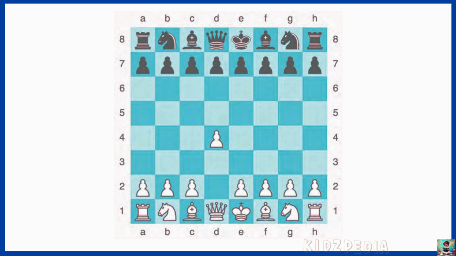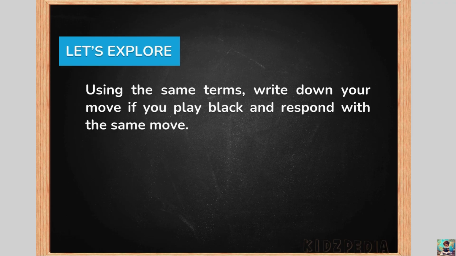Queen's pawn refers to the pawn that stands in front of the queen. Pawn is the smallest piece but it goes first in the battle. So, here the pawn is moved from square D2 to square D4. Let's explore. Using the same terms, write down your move if you play back and respond with the same move.